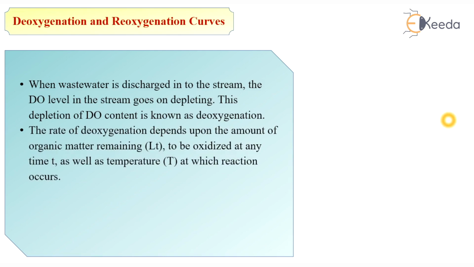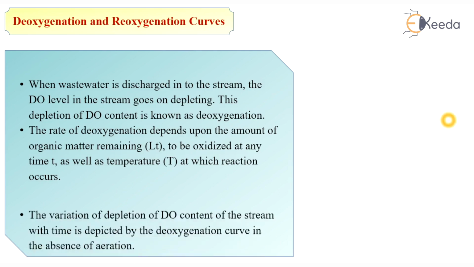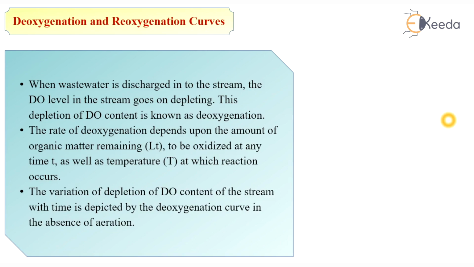The rate of deoxygenation depends upon the amount of organic matter remaining to be oxidized at any time t as well as the temperature. So temperature and organic matter are the two factors affecting the deoxygenation curve, or depletion of the dissolved oxygen contents. The variation of depletion of dissolved oxygen content of the stream with time is depicted by the deoxygenation curve in the absence of aeration, or absence of oxygen.